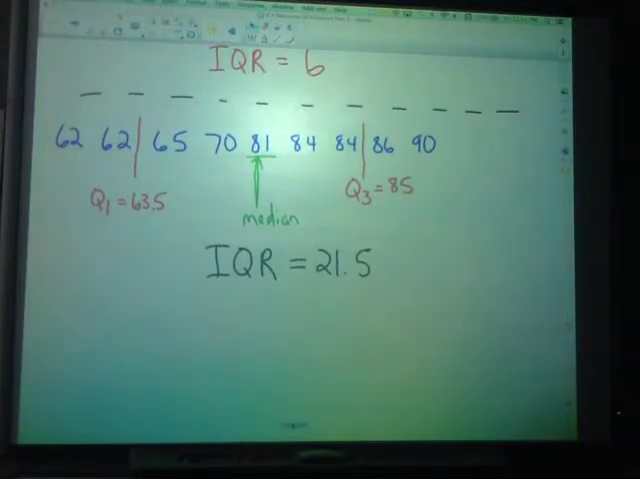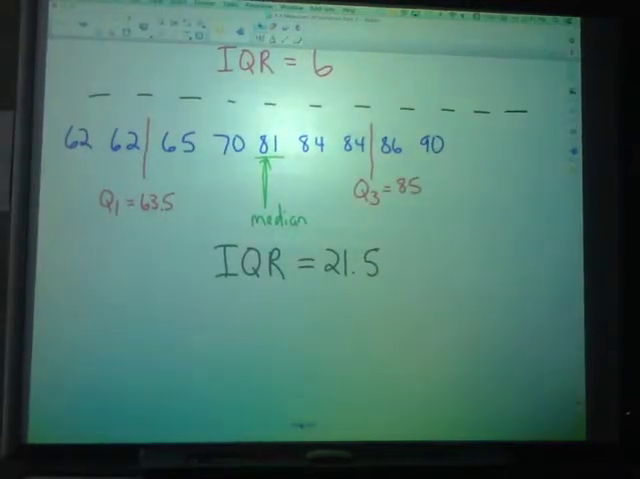Sorry, I've lost my train of thought there, guys. My data goes from 62 to 90, so my range would be 28 if I was trying to get the range, okay? My quartile 1, notice it's halfway between 62 and 65, so if I got the average there, it would be 63 and 5/10. So my Q1 would be 63 and 5/10. And then my Q3 is 85. And if I subtract 85 minus 63 and 5/10, I get 21 and 5/10. So my interquartile range would then be 21 and 5/10.